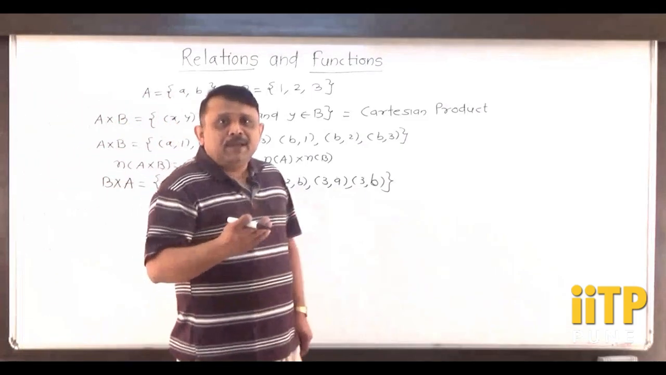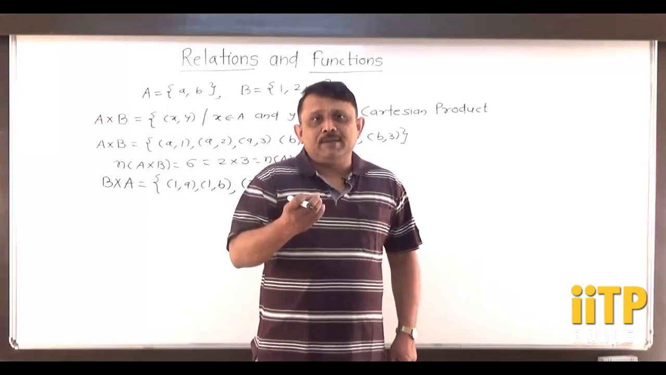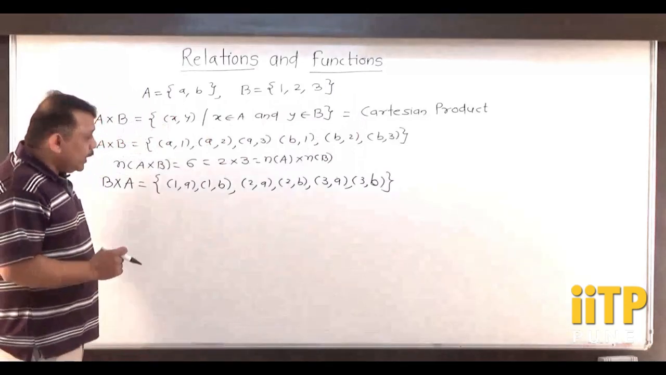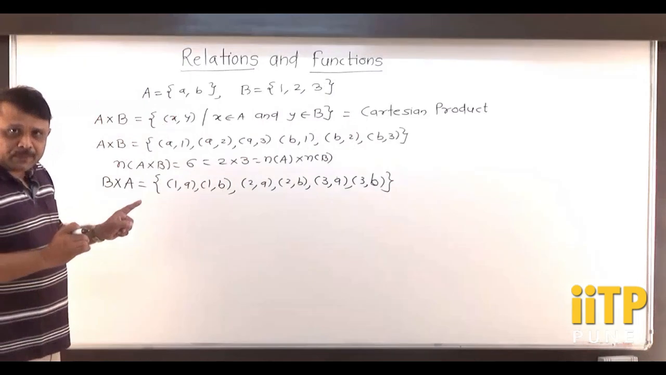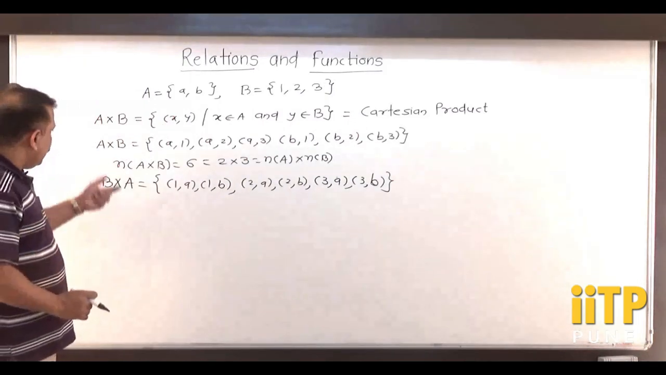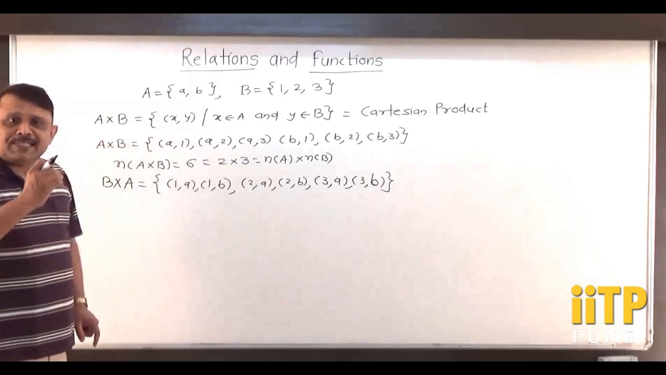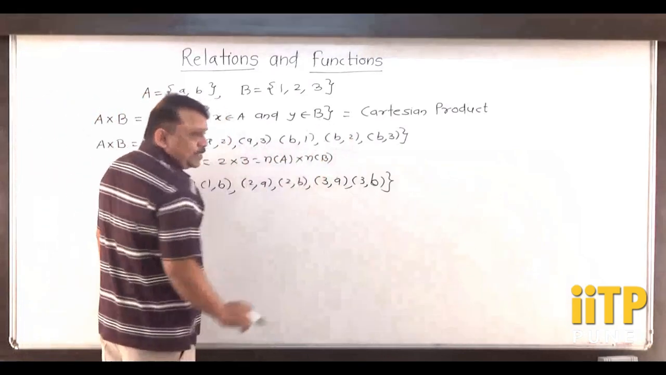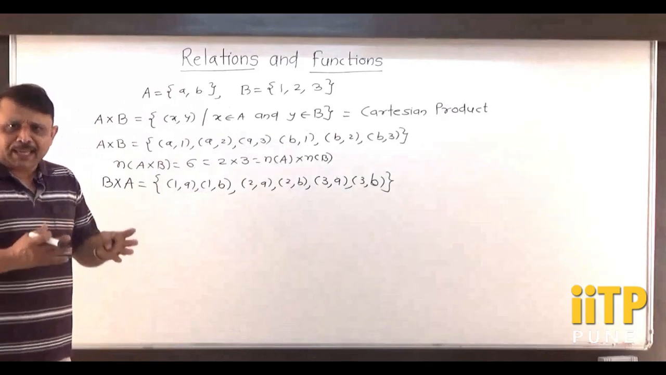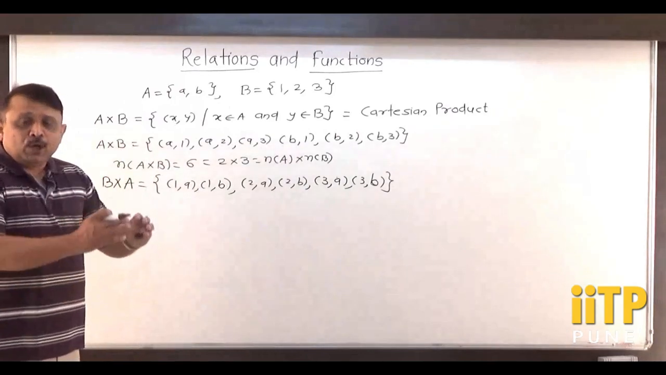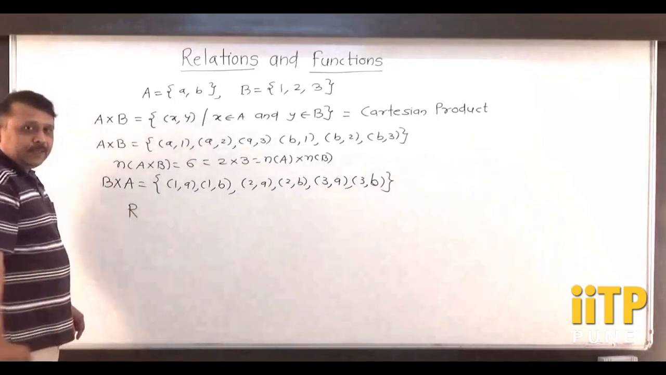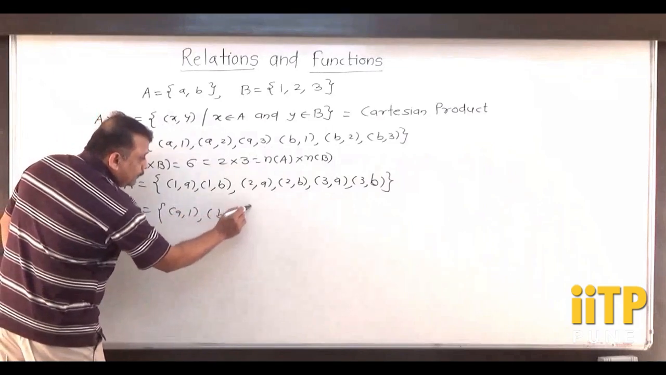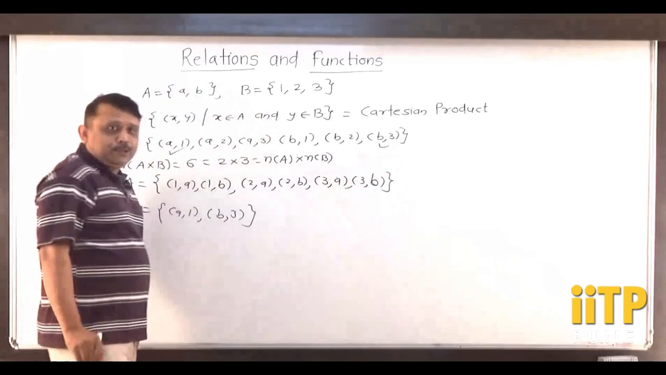A relation between A and B exists the moment an element of capital A is related with an element of capital B. Therefore, if I choose any non-empty subset of A cross B, that will establish the relation between A and B. For example, 1, 2, 3, 4, 5, 6: 6 elements are there. If I choose any number of elements from A cross B to form one set, say capital R, suppose R is (a, 1), (b, 3). So this element and this element I have chosen.